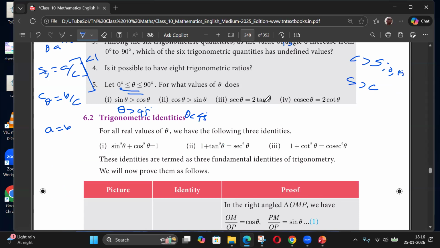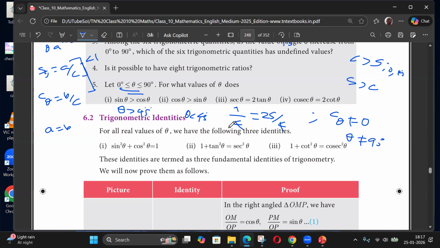Secant theta is 2 tan theta. Secant is 1 by cos, and this is 2 sine by cos. So cos and cos I can cancel. But you should be careful of canceling zeros. So just put here the condition: cos theta is not equal to 0. That means angle theta is not equal to 90 degrees.